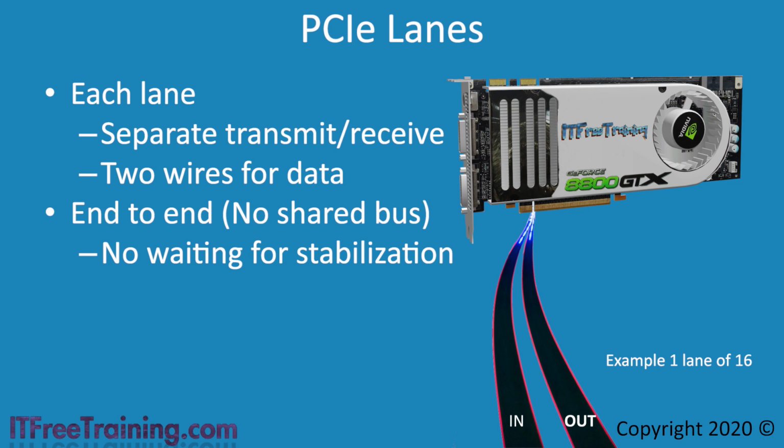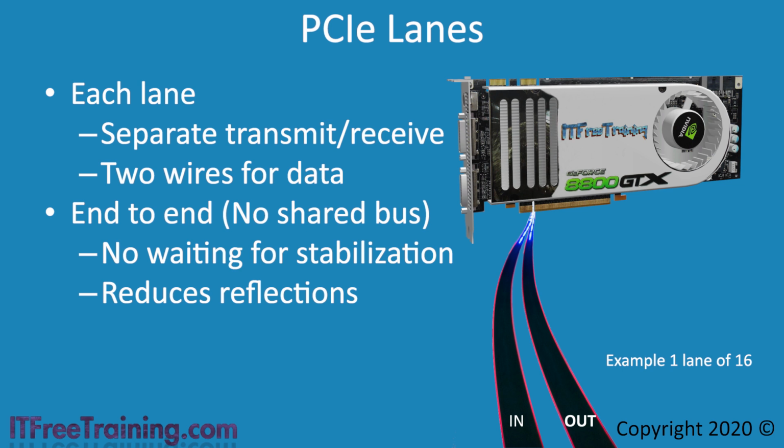PCI has the problem that having multiple devices on the same bus means that certain devices have less distance to travel than others. Before a device can transmit, it needs to wait for the bus at the furthest point to stabilize, even if it is the closest device. End-to-end communication also reduces reflections. Reflection is essentially when the signal bounces back where it came from.